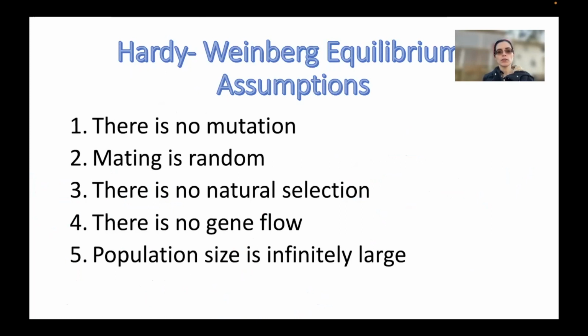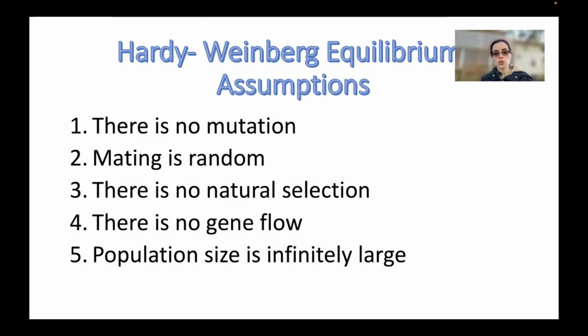We have to assume that mating is random. So when individuals mate, they do not prefer individuals with certain genes. We have to assume that there is no natural selection, because natural selection means that because of some conditions in the environment, certain genes will be beneficial or harmful to individuals, which will lead to changes in the genetic makeup of their offspring. So we have to assume that there is no natural selection.